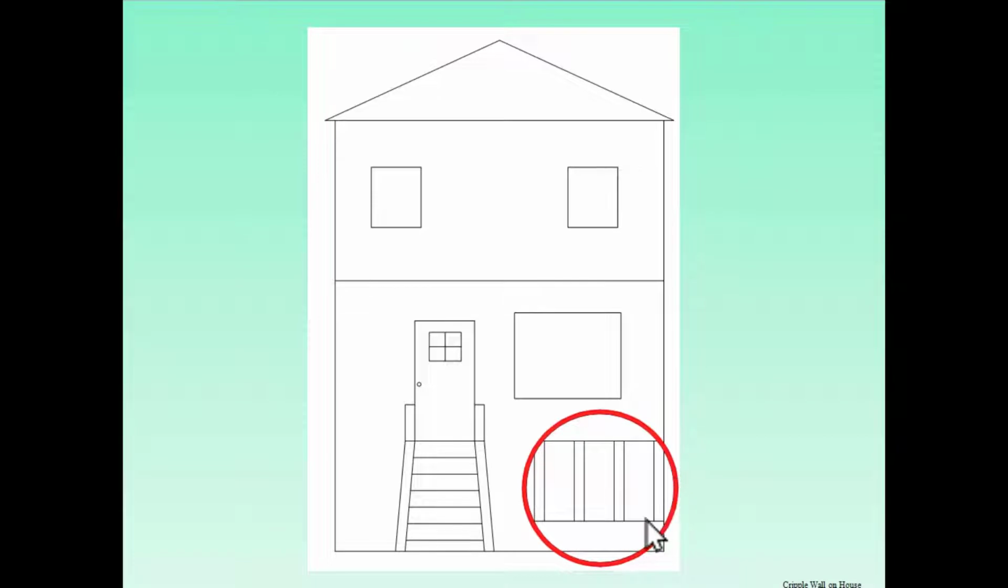Now this building, the foundation is right here. The floor is right here, and this wall right here is the cripple wall, and they tend to collapse in earthquakes, and we're going to see how to prevent that.